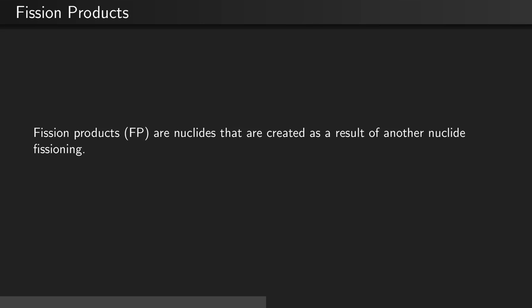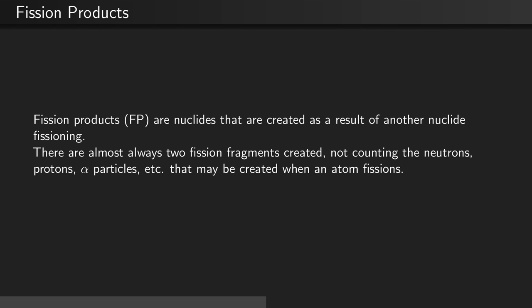Fission products are nuclides that are created as a result of another nuclide fissioning. There are almost always two fission fragments created, not counting the neutrons, protons, alpha particles, etc., that may also be created when an atom fissions.